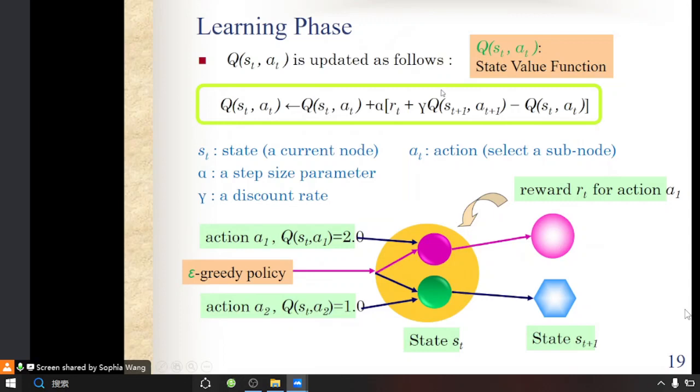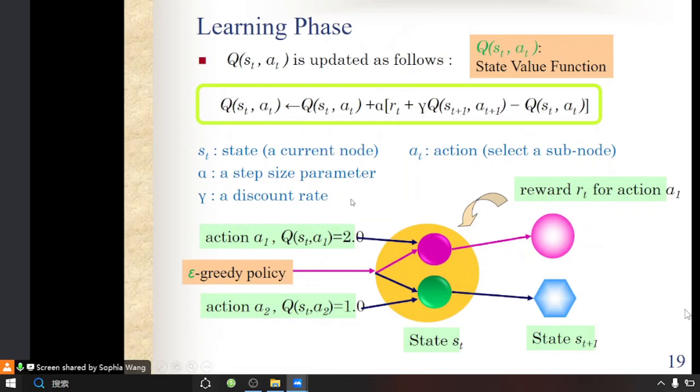Okay. Don't forget there are four kinds of important parameters. S means state, the current node, the judgment or processing node, like buying or selling. Action means selecting a sub-node. How to select a sub-node? And alpha means the step size parameter, and gamma means the discount rate.